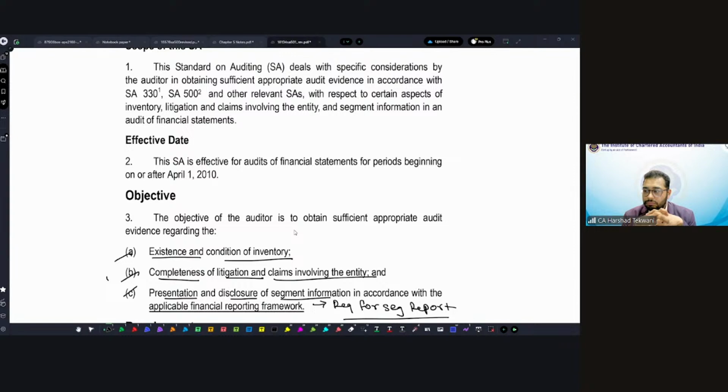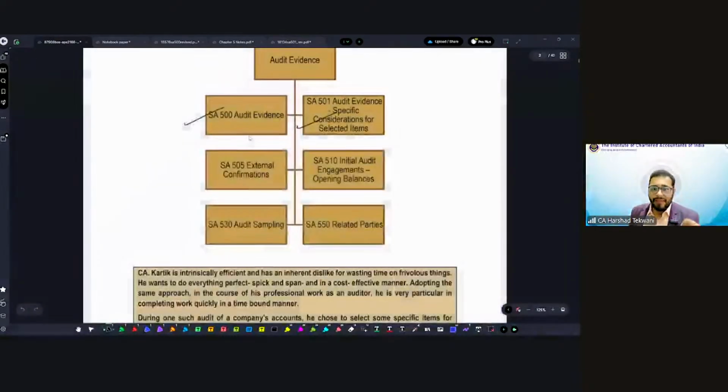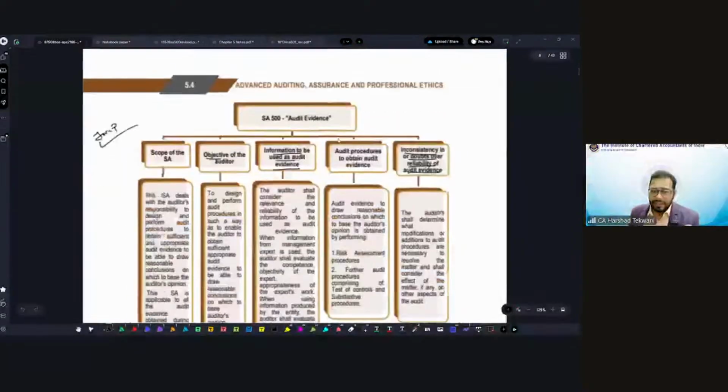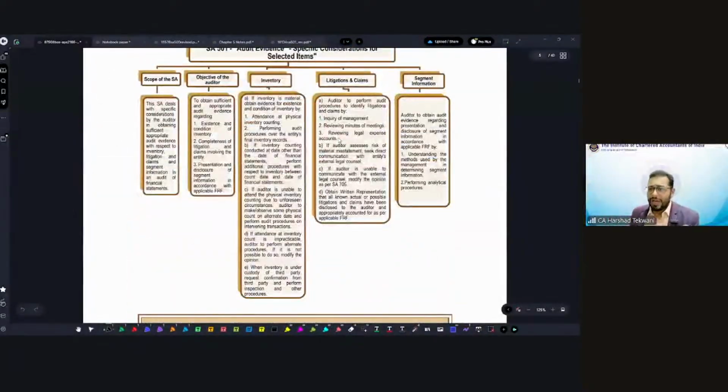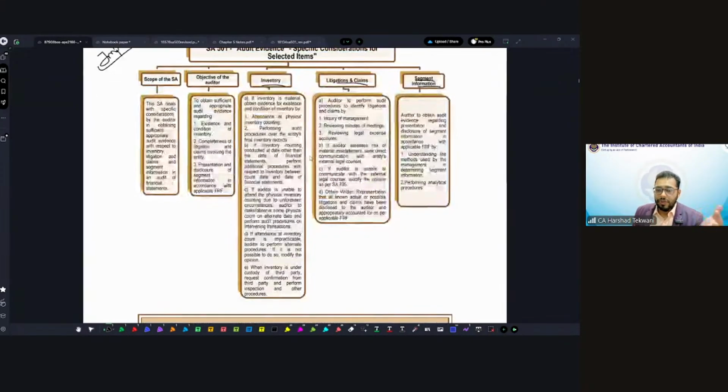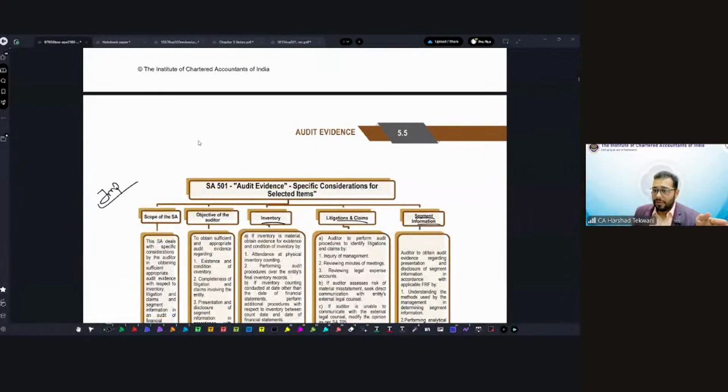Thank you. Okay. If no doubts, this was your Standard 501. So we are done with SA 500 and 501. The chart of SA 500 is given. The same way, the 501 chart is given. Very important, very beautifully drafted. You should go and read this chart. Again, it covers inventory, litigation, segment information, everything for a quick revision. So that is your SA 501 and 500.